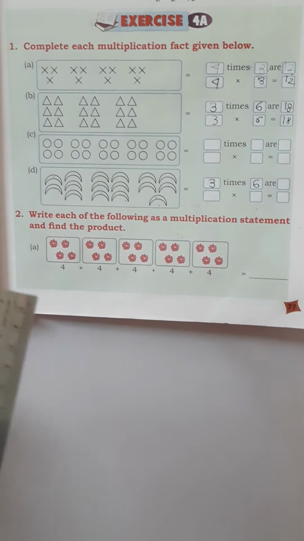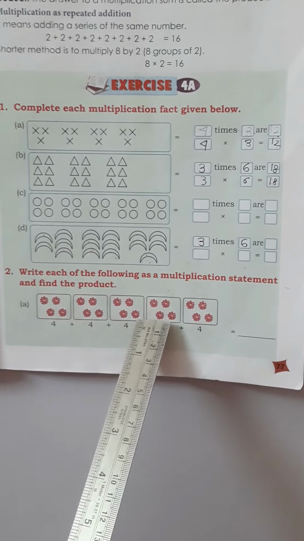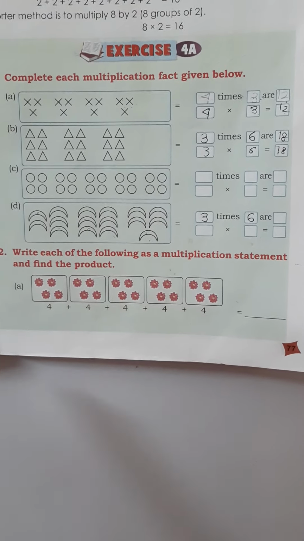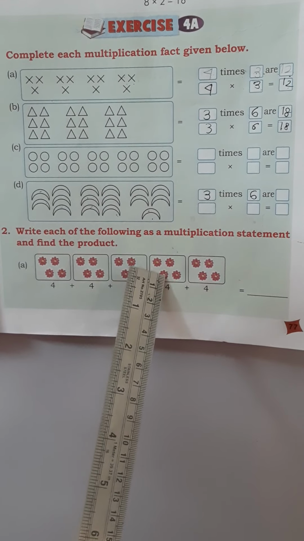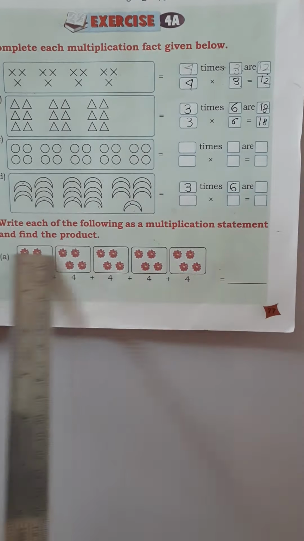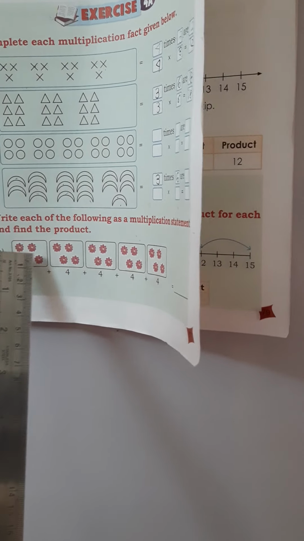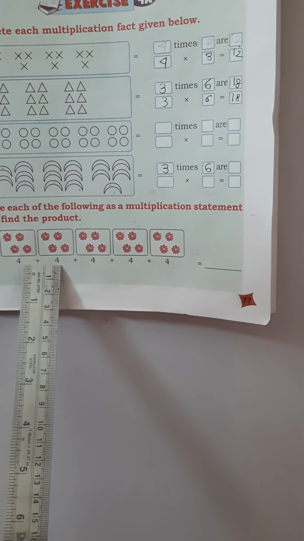My dear students, let's see how many groups of flowers there are. At first we have to count how many groups of flowers there are. 1, 2, 3, 4, 5 groups. Yes, 5 groups, and in each group we have 4 flowers. 1, 2, 3, 4. So it is written 4 plus 4 plus 4 plus 4 plus 4, written 5 times.